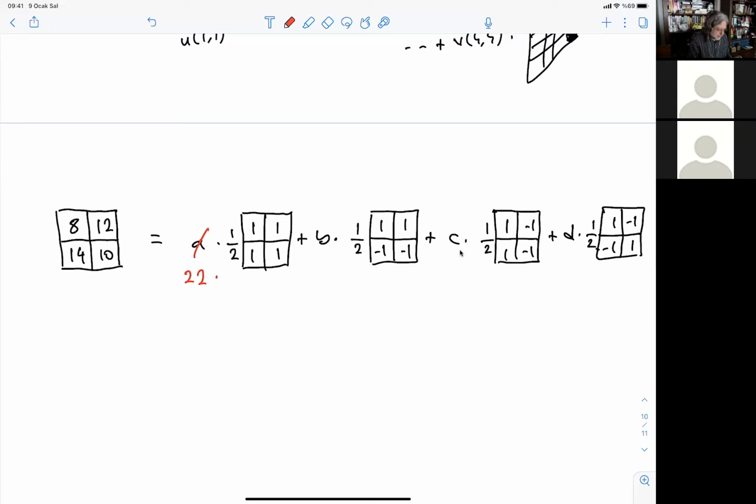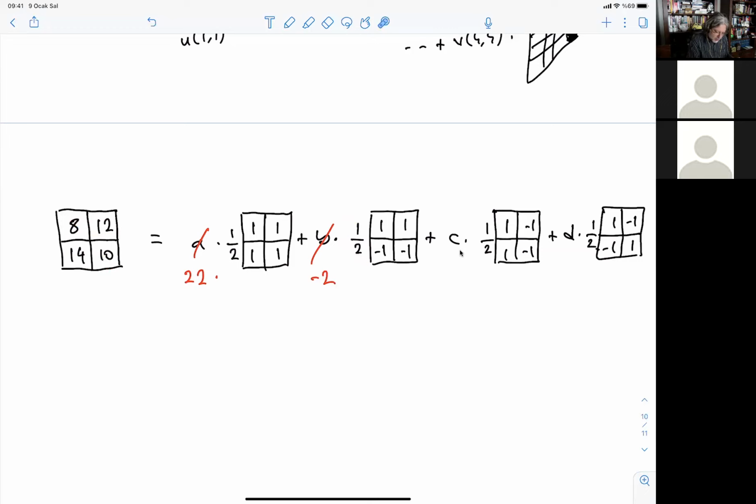And what is B? B is top 2 numbers are 1s, bottom 2 numbers are -1. So I will add up this, which makes 20. And the bottom ones will give me 24. 20 minus 24 is -4. And with this 1/2, it is -2. So B is -2.